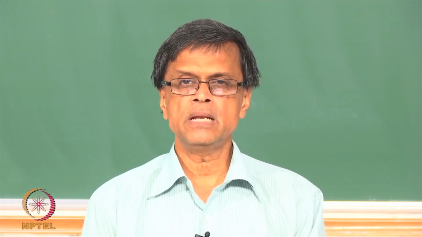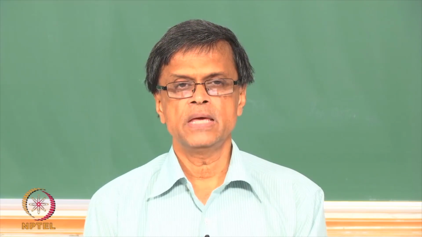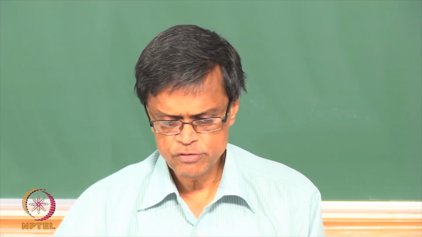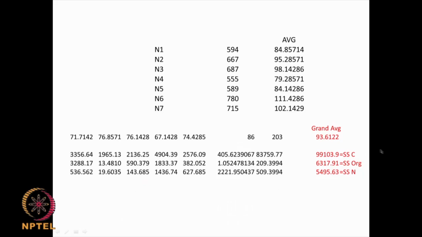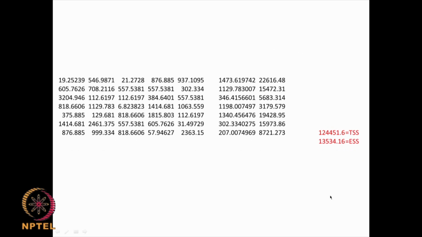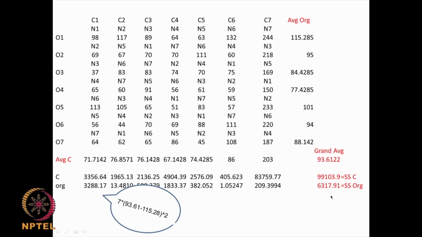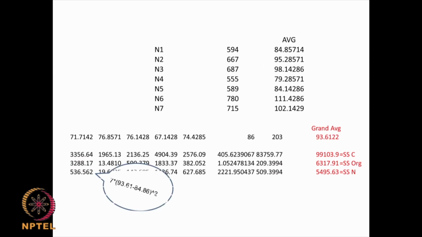So what is the dependent variable? Your yield, the yield of your metabolite. So we calculated the sum of squares for carbon, sum of squares for organisms, sum of squares for nitrogen. Now the question is, how do you calculate total sum of squares? So it is very simple. Total sum of squares, we all know how to do that, right? We have the grand average, so each item we subtract, square it up, so you will get 49 different terms. Add up all of them, that will give you total sum of squares. Do you understand?